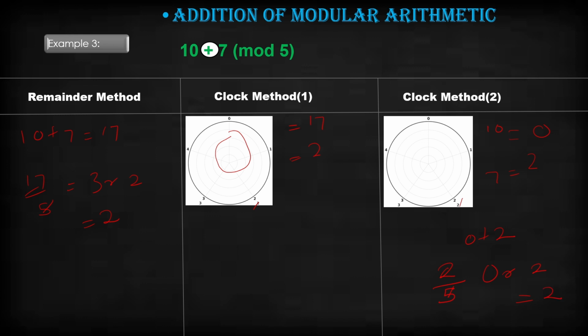And when you want to say the answer of this, you can say 10 modular addition 7 mode 5 is equal to 2.